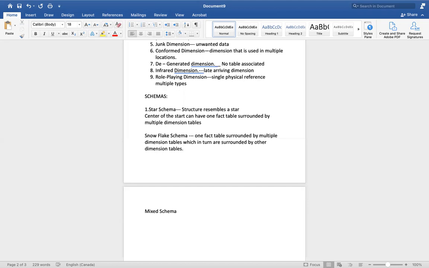Another question they will ask is what schema is used in your project. Mostly snowflake schema is used in agile methodology, so you can remember that. Coming to mixed schema, it's a combination of star and snowflake schema.